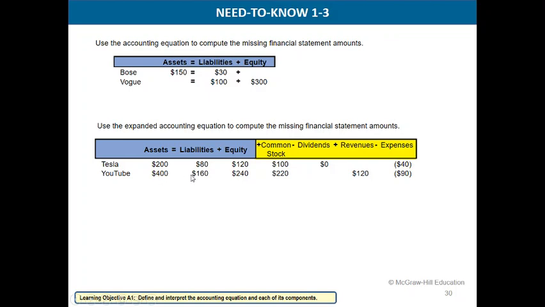Assets equals 400, liability 160 plus 240 equity. And so here you have common stock of 220, revenues of 120 minus 90, so you've got what, 220 and 30. So 220 plus 30 would be 250. So dividends has to be how much? 10? Yep. Because that's going to get you to 240.